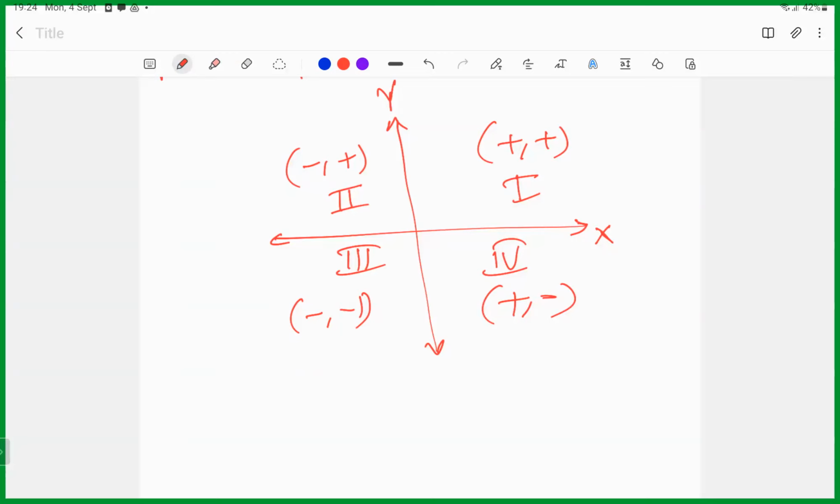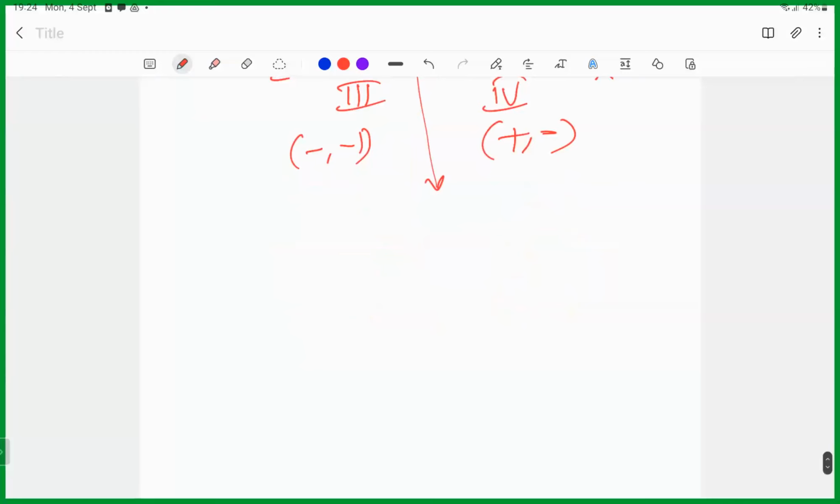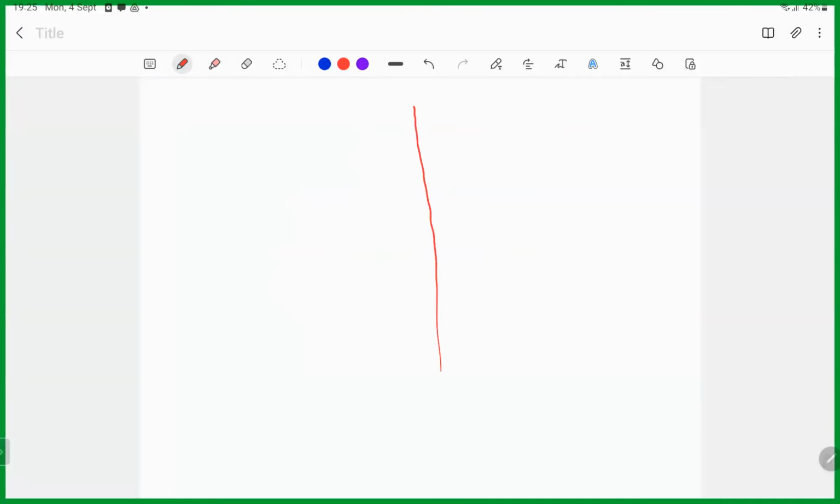Okay. Now consider one more example where the points are in different quadrants. So let's draw one more. Please bring the graphs tomorrow, okay?